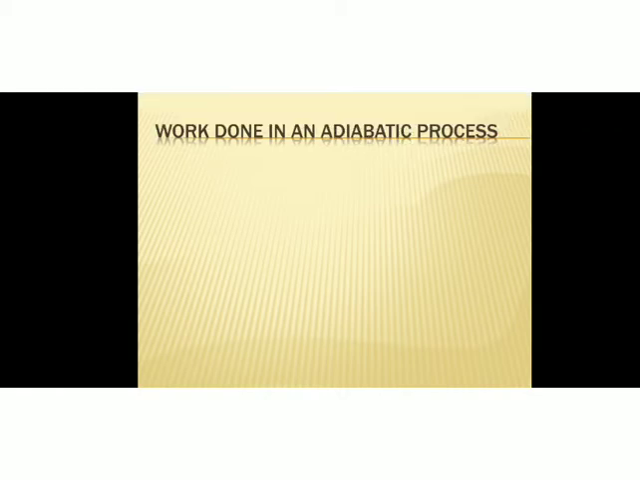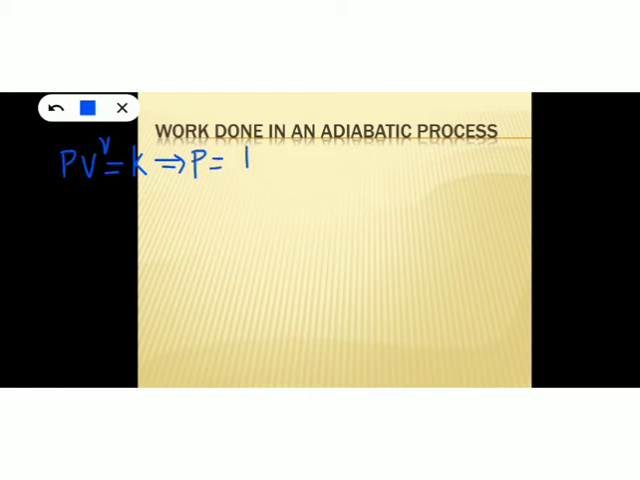Similarly, we want to derive an expression for work done in an adiabatic process. So next, let's derive an expression for work done in an adiabatic process. So for that, we must use the equation for adiabatic process. What is the equation? PV raised to gamma equal to a constant K. So from this expression, pressure P is equal to K by V raised to gamma.